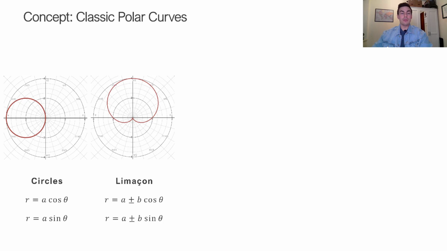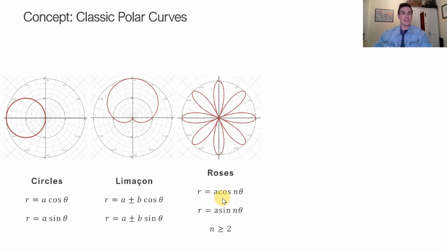We also have roses. Roses have general equations of a cosine n theta and a sine n theta, which is similar to our circles. However, now n is going to be greater than or equal to 2, okay? So we have n greater than or equal to 2 there. That's going to give us roses, which look like roses, right, when we graph these. And we actually call these petals, okay? Each of these would be a petal. So this graph would have 8 petals right here, all right?